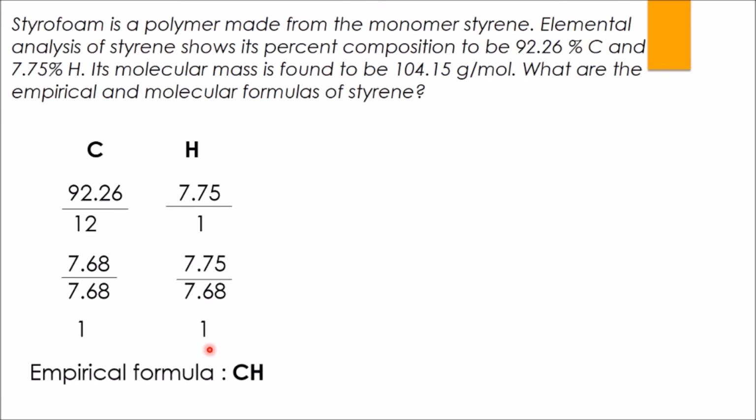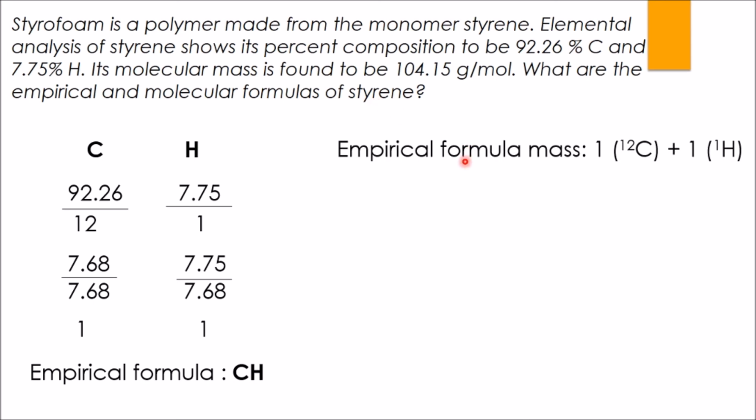We know that we write down the empirical formula, and the empirical formula is CH. Why don't we write 1? We don't write C1H1. We don't write like that. We just write down CH. So CH is the empirical formula of styrene. Now next step, we know that we find out the empirical formula mass. You need to learn all these steps.